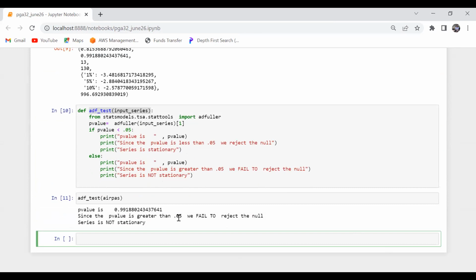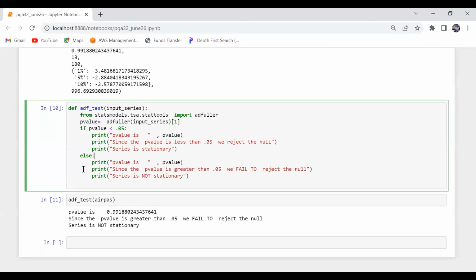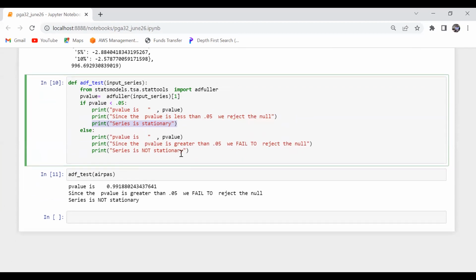So P value is this. Since P value is greater than 0.05, we fail to reject the null. Series is not stationary. Okay, so fair enough. So basically, if you want, you can write this piece of code. It will help you make a quick judgment. It will give you the proper message and the final conclusion, and also tell you the reason behind rejecting or failing to reject the null. I think we have done a similar thing for chi-square and ANOVA also. So we have written our own lines. I am still invoking the ADF program which is there in your Python, but adding on to it.